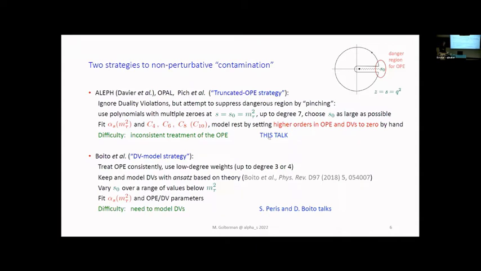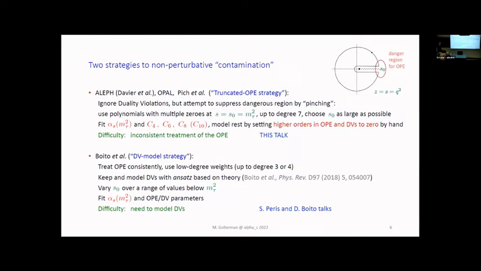We have to do something about non-perturbative effects, and like everybody in this audience knows, we haven't solved QCD, right? But also this truncated OPE approach, which is being used most lately by Tony Peak and his student, and by the Aleph collaboration, and previously also by Opal, first of all suppresses the dangerous region where duality violations live, which is on this Minkowski axis in the complex plane. But they suppress them by pinching and then otherwise ignore them.